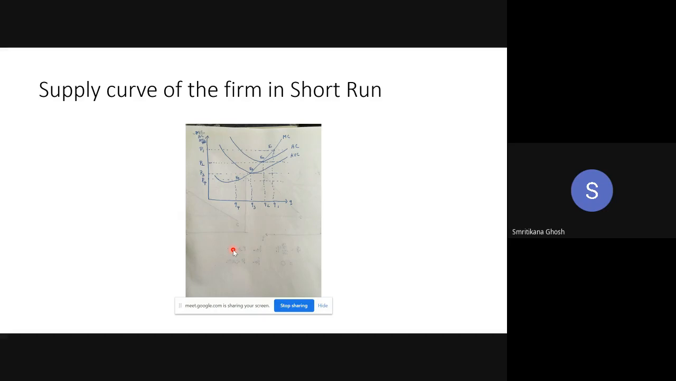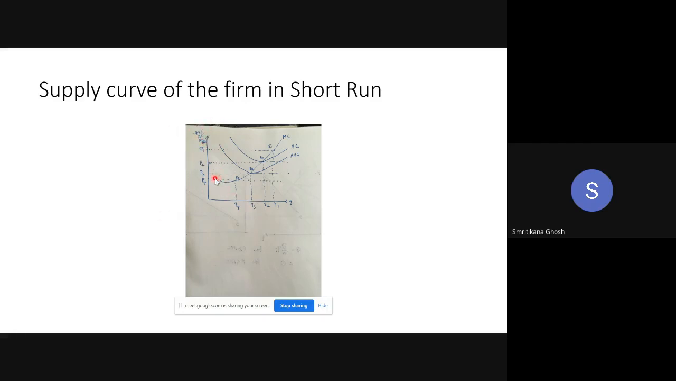As this is the short run producer, the farm is a producer, so we have to draw the supply curve. How to get it? Now look at this diagram very carefully. On the horizontal axis, we are measuring quantity. On the vertical axis, we are measuring a lot: MC, AC, AVC, price.